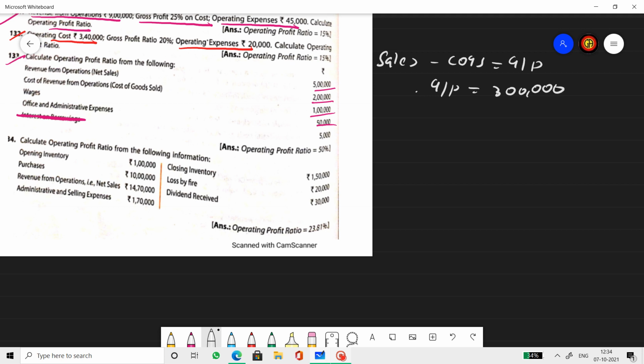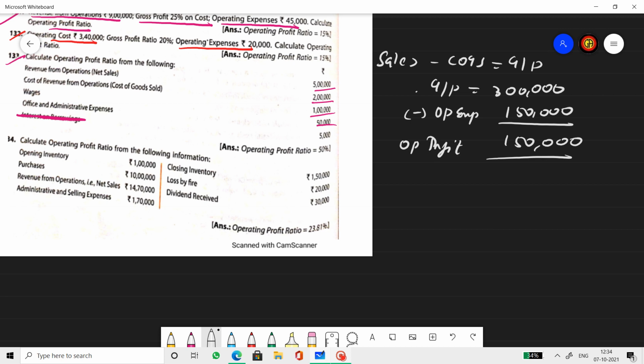All right. And gross profit minus operating expenses. What is operating? Wage 1 lakh and office and administrative 50. So operating expenses totals to 1,50,000. So remaining 1,50,000 will be the operating profit here. So operating profit ratio equals operating profit 1,50,000 divided by sales 5 lakh into 100. So this is how we do this particular one.